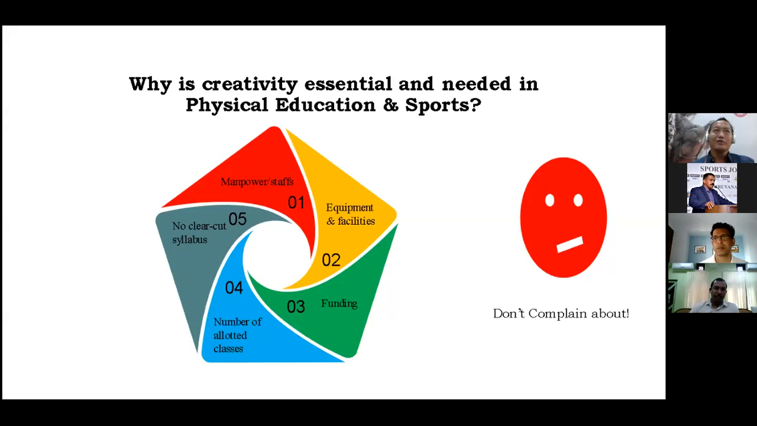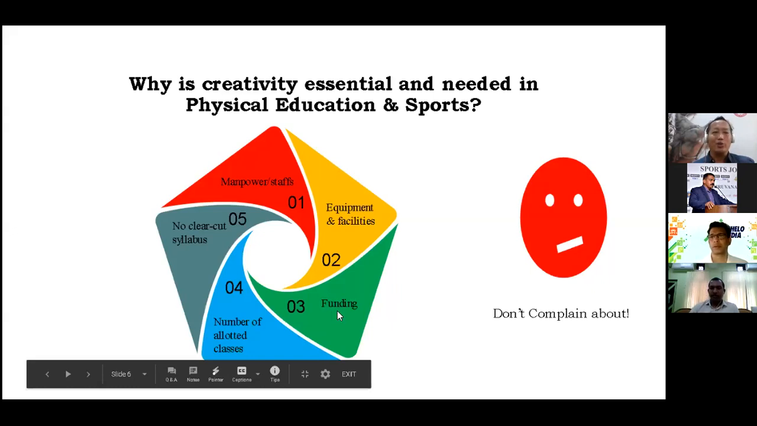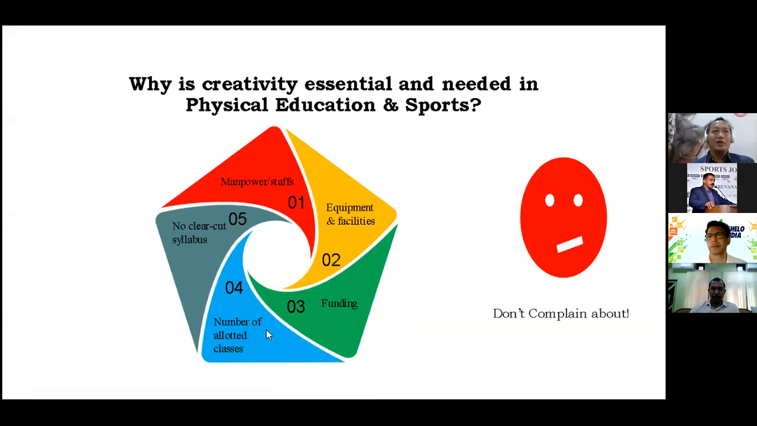The second complaint usually physical education teachers have is equipment and facilities. I want to do a good program, but equipment is lacking. We don't have facilities in this school. The campus is too small. A lot of complaints you can make. And the third one, funding. I want to organize a program, but the school administration is not so interested in spending money in the department. And the fourth, for some of you who want to work seriously, you'll be complaining about the number of allotted classes, or the 1 or 2 classes that are given, other subject teachers always take them from us.